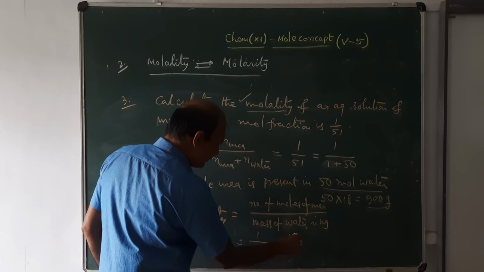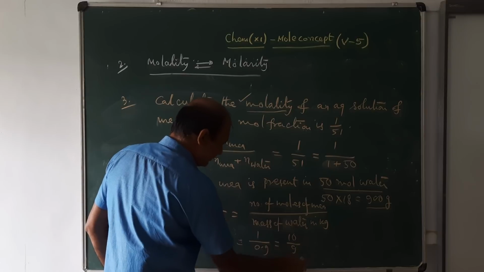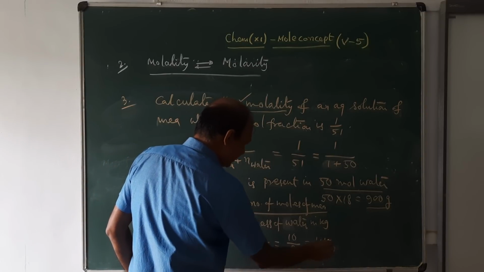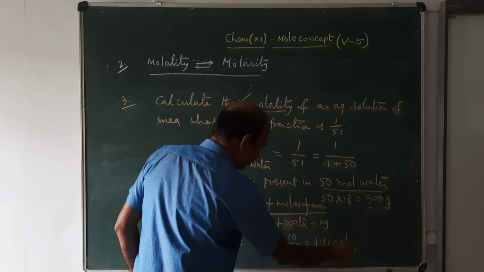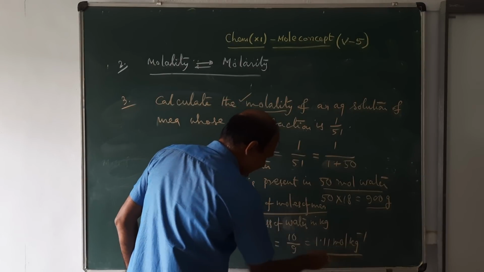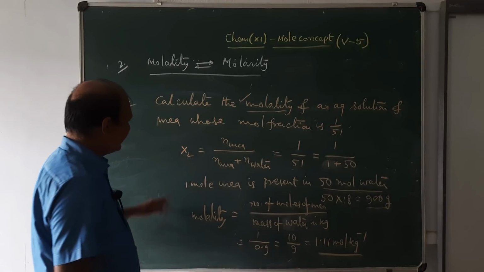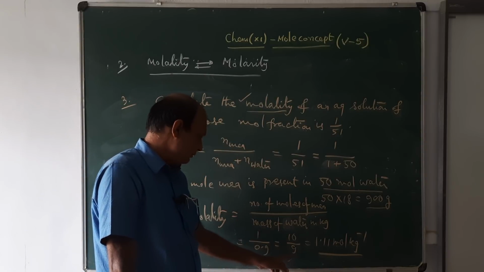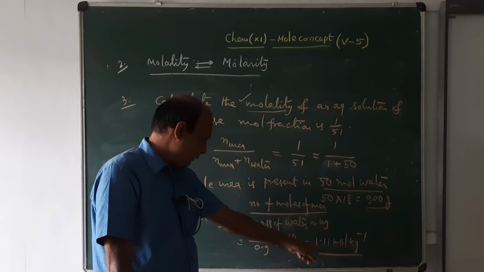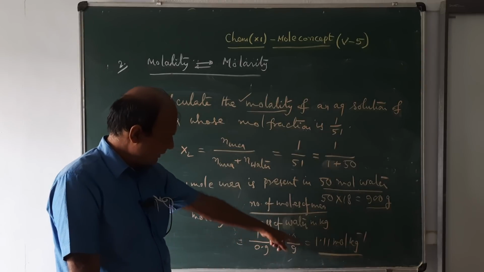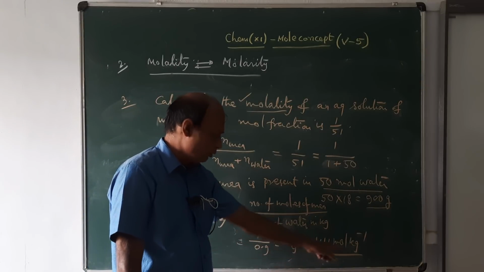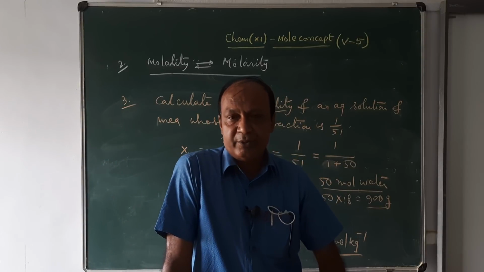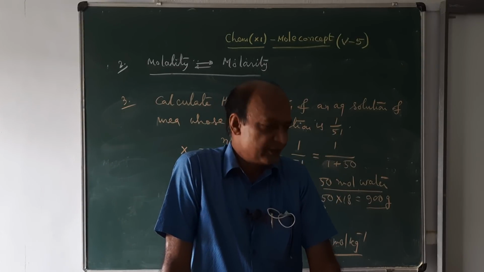This is equal to 10/9 mole per kg. This is equal to 1.11 mole per kg. This is the answer of changing mole fraction to molality. 10/9, 1.11 mole per kg. You can also leave the answer here as 10/9 mole per kg. That's why these conversion units and their problems were discussed here.